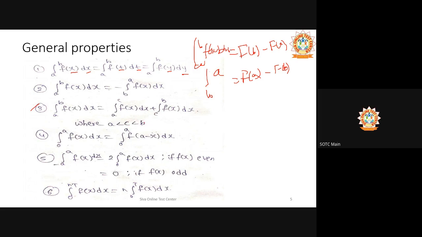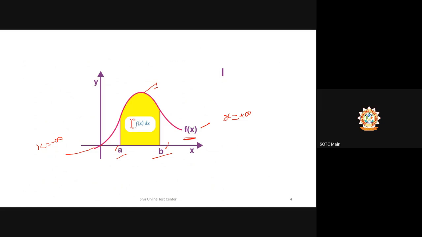So now, if you consider this example here, this is a, this is b, and I am considering an intermediate value c. So dividing this function into two parts, right?